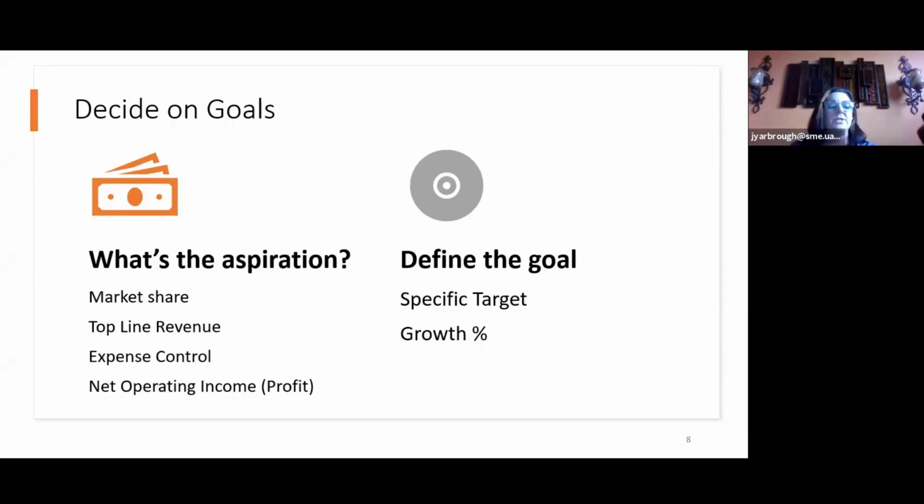Okay, all right. So your first really big task in this process is deciding on your goals. Basically, what's the aspiration? Do we want to grow market share? Do we want to grow top line revenue? Do we want to really control expenses? Are we looking for a certain net operating income or profit number? And then how are we going to define the goal? Are we going to select a specific target that we're trying to achieve? Are we going to base it on a growth percentage?